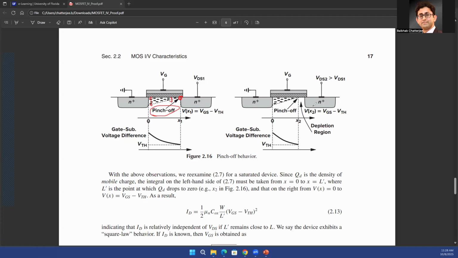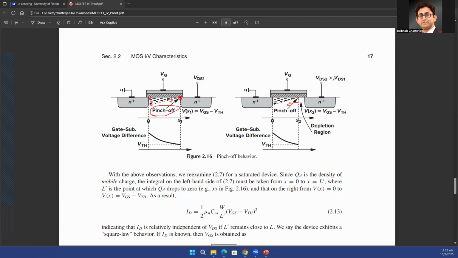If you still keep on increasing your drain to source voltage, the depletion region will become even wider, and this pinch off point will start shifting towards the left. So effectively, after a certain VDS, the channel length keeps on moving towards the left. The channel is not able to use the full length between the source and the drain. The channel gets pinched off, and that pinch off point starts moving toward left. Because of that, you do not have a continuous channel anymore between source and drain.